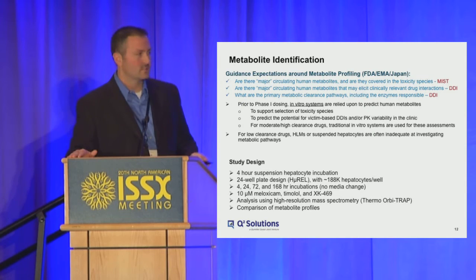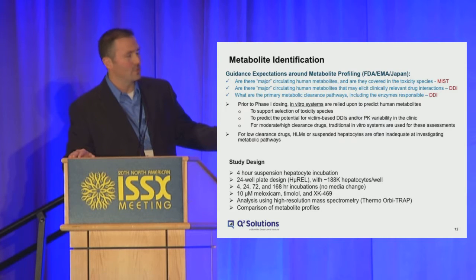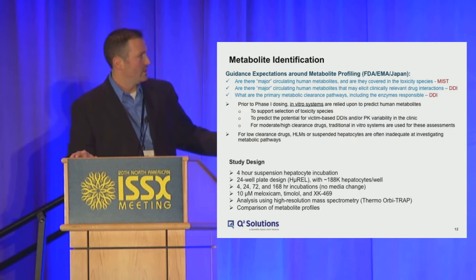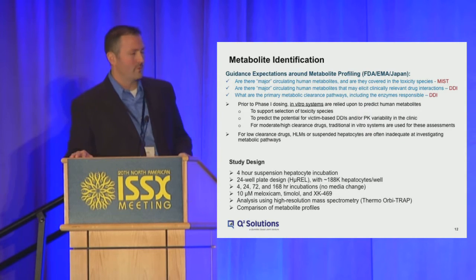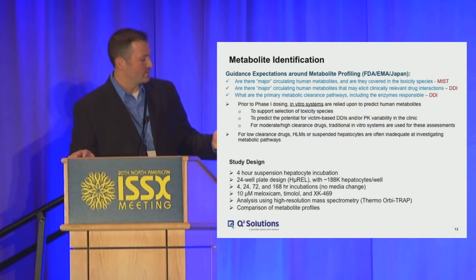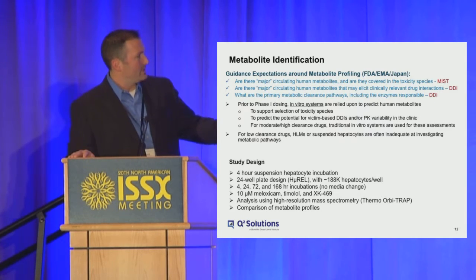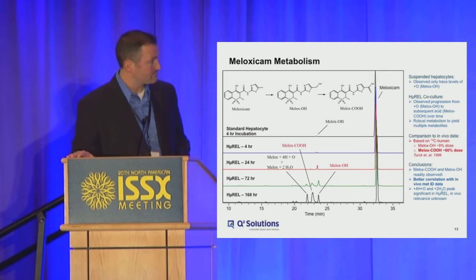We did just human only at this point, compared to a Hurel model and a 24-well plate design, where we did a time course: 4 hours, 24 hours, 72 hours, and 7-day incubations, continuous incubation, no media change. We chose several compounds, 3 of which I'm going to show you: meloxicam, timolol, and this XK469, which is not something that most people might be familiar with, but this is a very, very low turnover substrate for aldehyde oxidase, which is one of my interests. And incubated at 10 micromolar, and then basically did analysis using high resolution mass spectrometry, a Thermo Orbitrap instrument, and we compared the metabolite profiles.